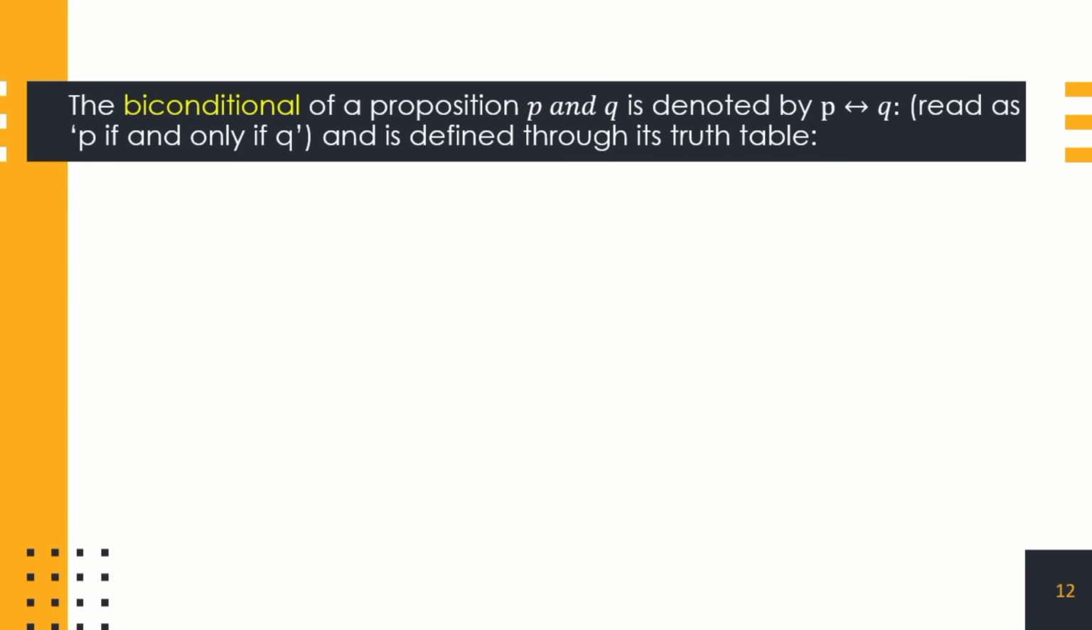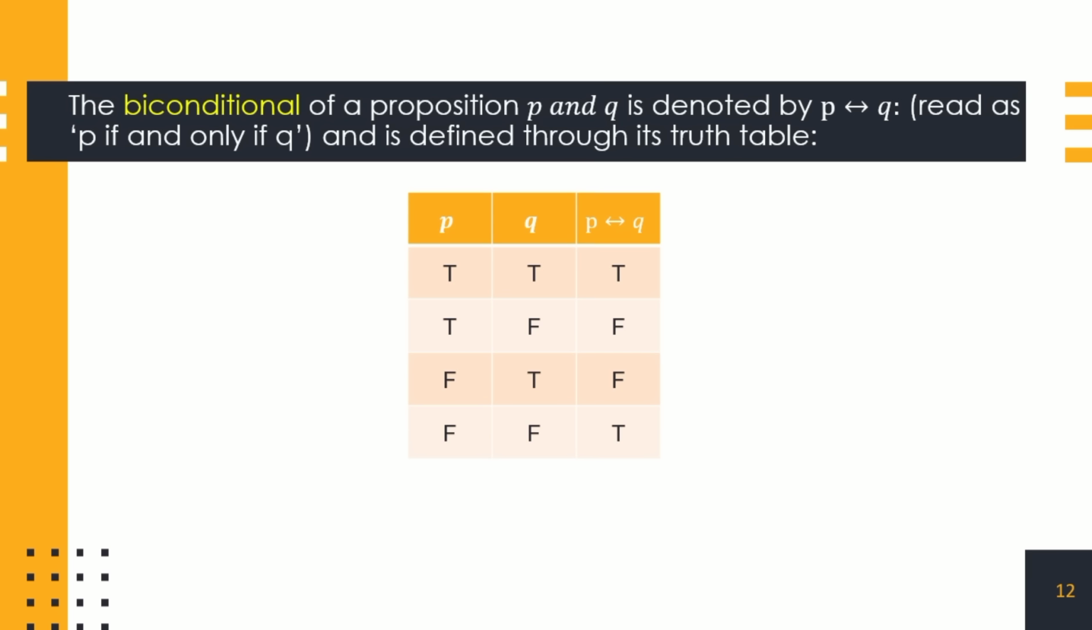Next. This is the last logical connector. The biconditional of a proposition P and Q is denoted by, so paano natin basahin to? P, if and only if Q, and is defined through its truth table. So, anong kaibahan nito? Dito naman sa biconditional, anong kaibahan ng biconditional dun sa conditional statement natin?